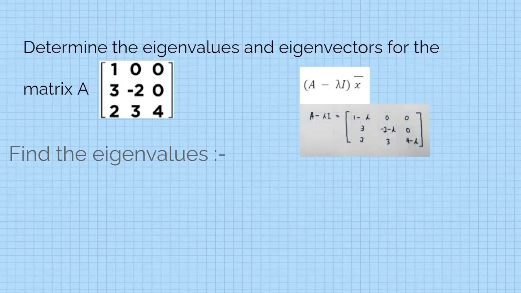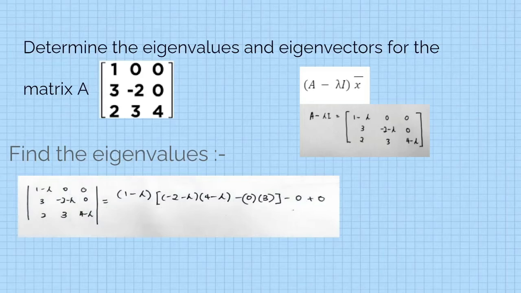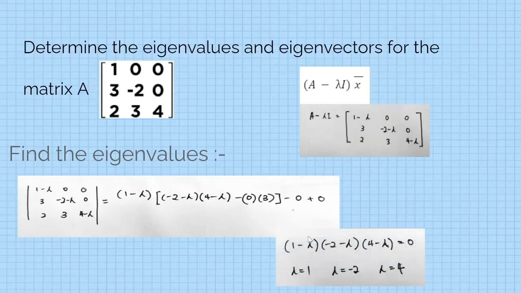From this equation, we can find a new matrix, which is [1 − λ, 0, 0; 3, −2 − λ, 0; 2, 3, 4 − λ]. From this new matrix, we can find the determinant. Using the determinant formula, we get this new equation, which is (1 − λ) multiplied by (−2 − λ) multiplied by (4 − λ).